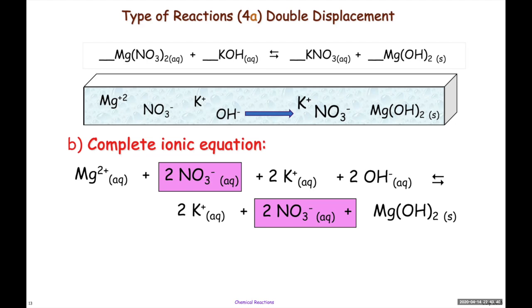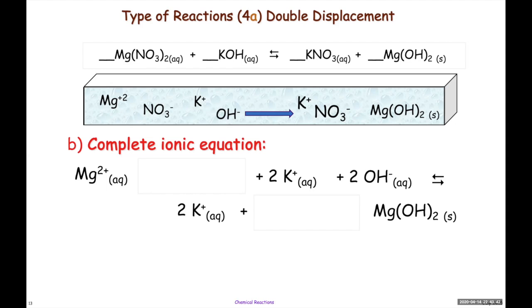If we remove the spectator ions, and that's one set of spectator ions, and this is another set of spectator ions, then what we have left is the net ionic equation. You notice that we have magnesium here, but that's not magnesium ions in the product. So that's not a spectator. We have hydroxide here. That's not hydroxide ions in the product.